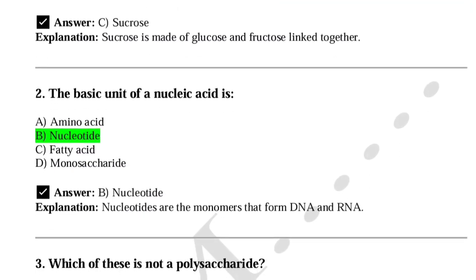Question number 2. The basic unit of nucleic acid. We generally know that the basic unit of nucleic acid is the nucleotide. So nucleotide is a monomer of nucleic acid. Nucleotides are monomers of DNA and RNA. Nucleic acids are of two types, DNA and RNA. These DNA and RNA are polymers which are made up of nucleotides.